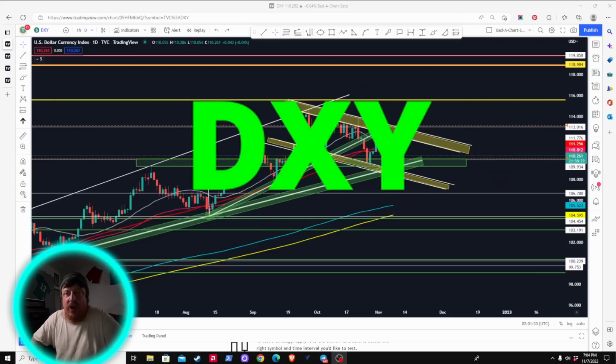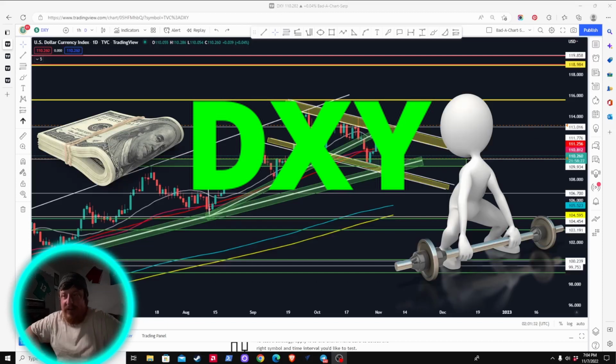What this chart basically is just the strength of the US dollar, and the way that that's determined via this chart is it just puts it against a basket of all of the other major currencies, things like the yen, the pound, the euro, and so on, right?